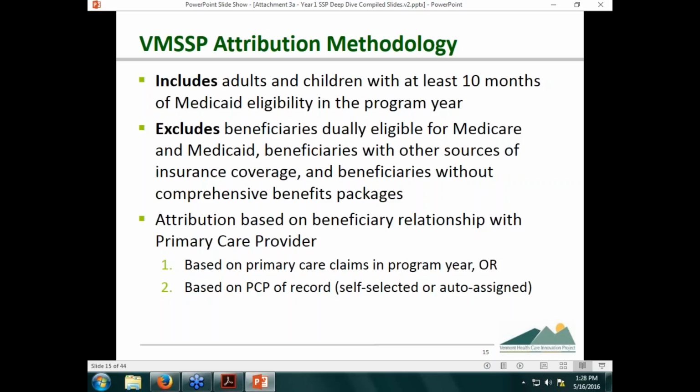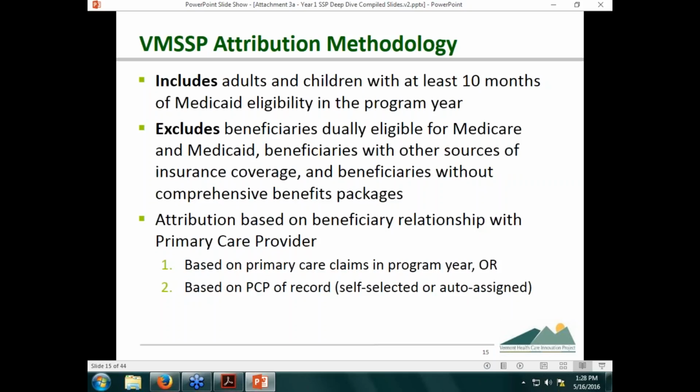So we exclude anyone who has Medicare coverage in addition to Medicaid coverage, anyone with other sources of commercial coverage or third-party coverage, and we also exclude individuals who don't have a comprehensive Medicaid benefits package. A good example of that would be beneficiaries who only receive pharmacy benefits through Medicaid. Our attribution is primarily based on a beneficiary's relationship with their primary care provider.